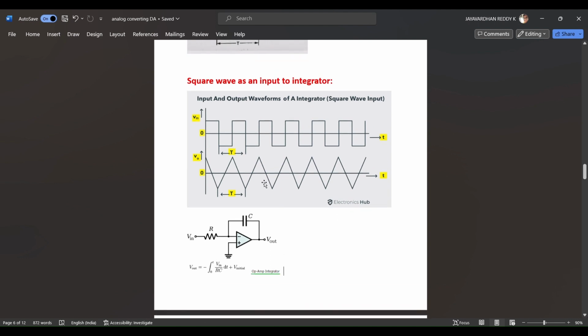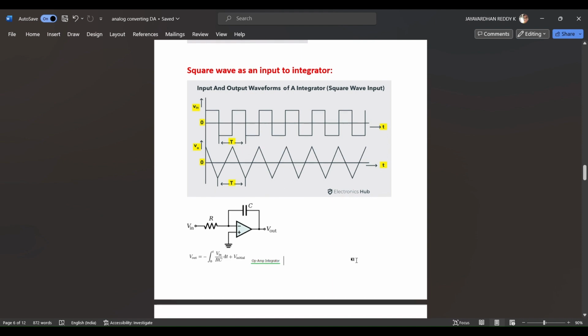So what is the input voltage? It is a square wave. The square wave gets integrated into a triangular wave. This is a positive saturation voltage, which is integrated into a negative ramp, and this is a negative saturation voltage, which is integrated into a positive ramp, and so on. In this way, we get a triangular wave using an integrator.